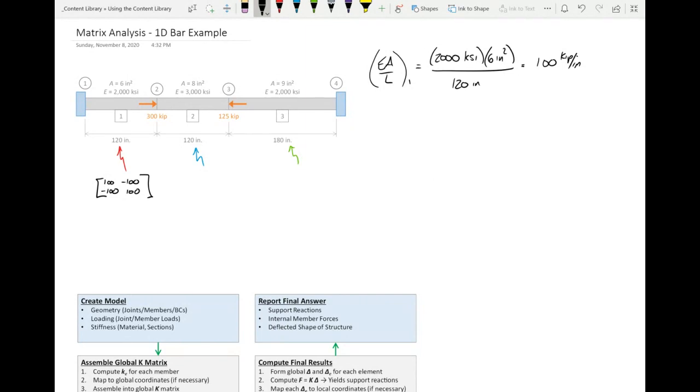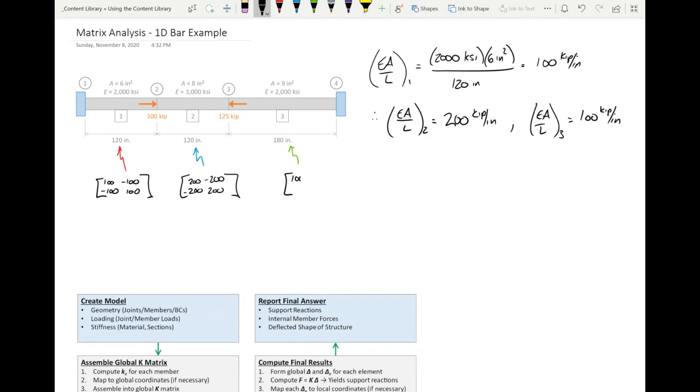And I'll go ahead and tell you what you get is that EA over L for the second one ends up being 200. And EA over L for the third ends up being 100. So this is 200 and this is also 100.